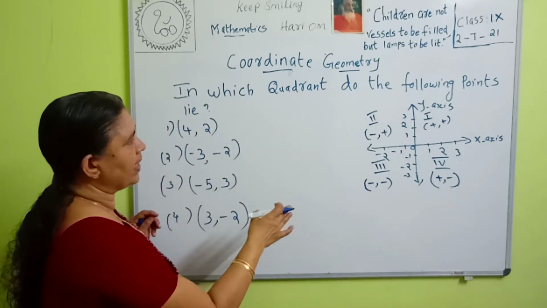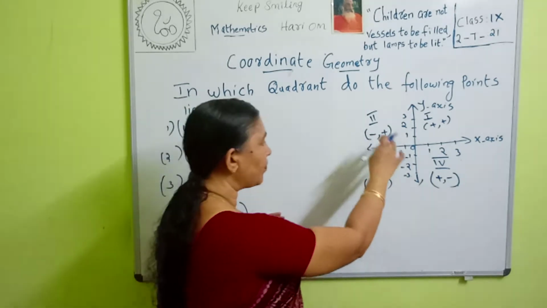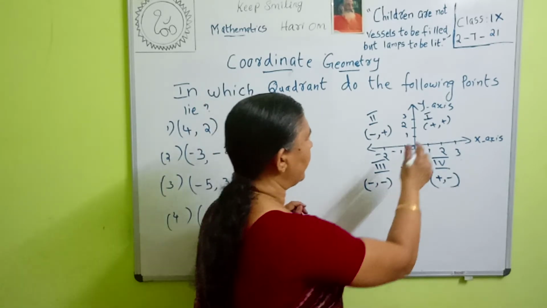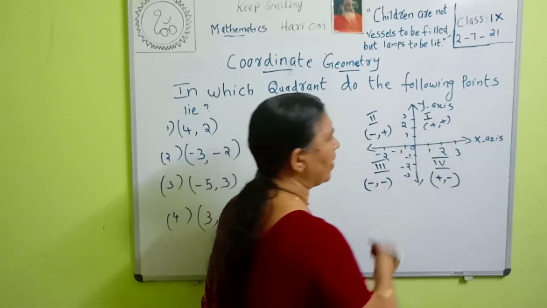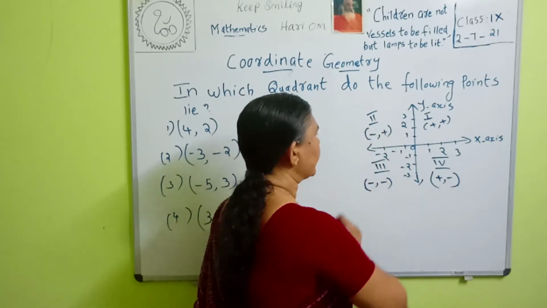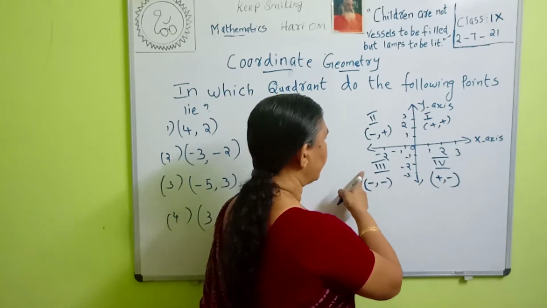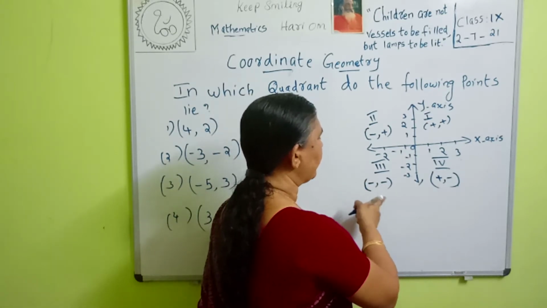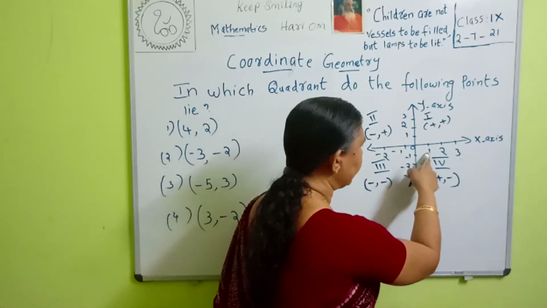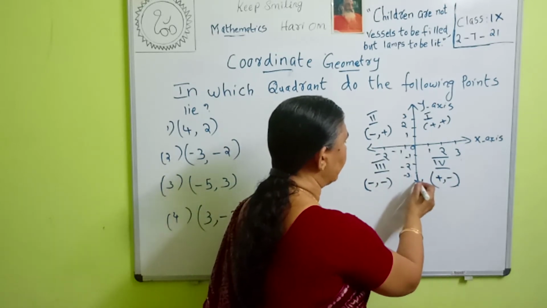What are the quadrants? The x-axis and y-axis divide the plane into 4 parts. Each part is called a quadrant. The first quadrant, both the x and y coordinates are positive. The second quadrant, the x coordinate is negative and the y coordinate is positive. The third quadrant, both are negative. Fourth quadrant, the x coordinate is positive and the y coordinate is negative. You remember this. Otherwise, you cannot do problems like this.